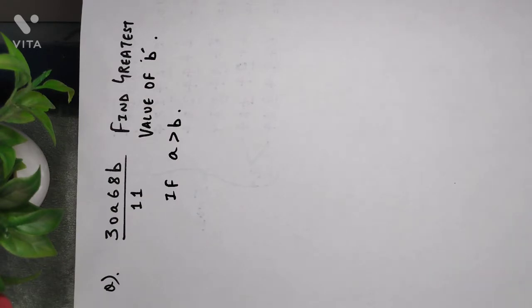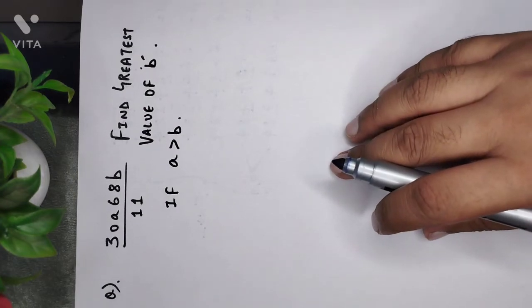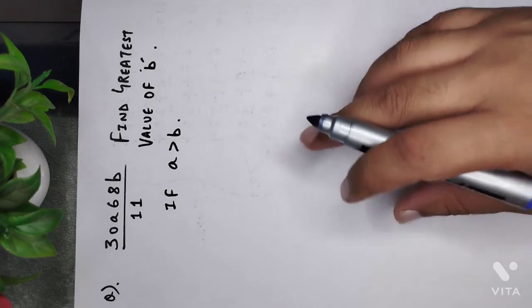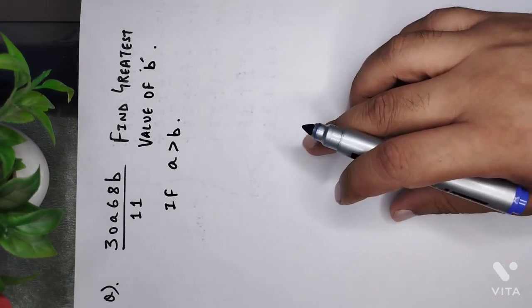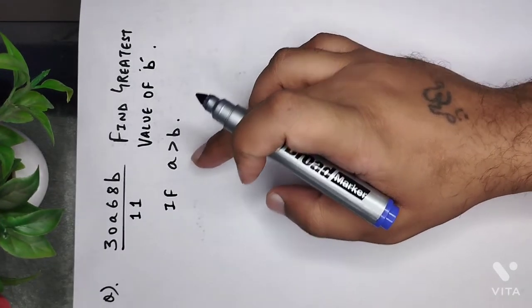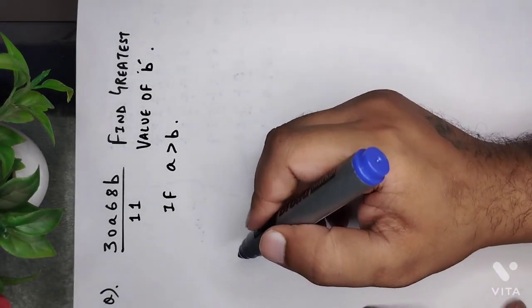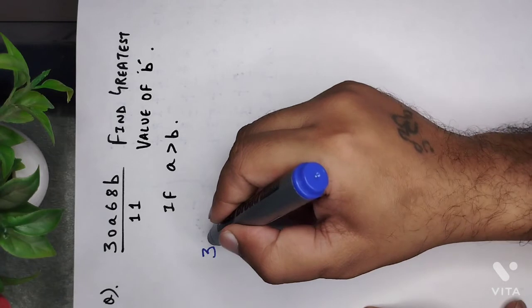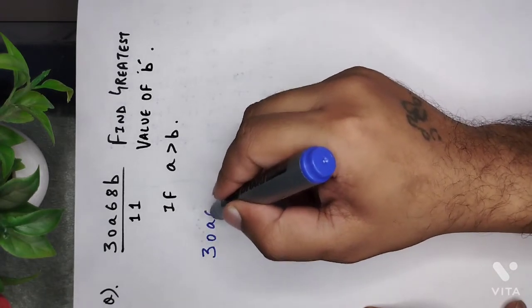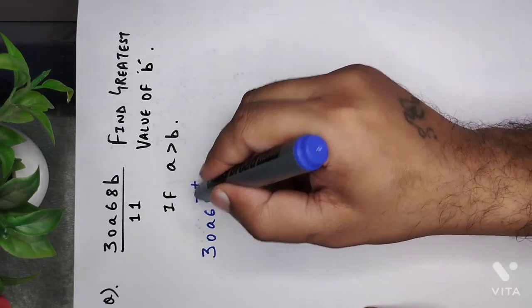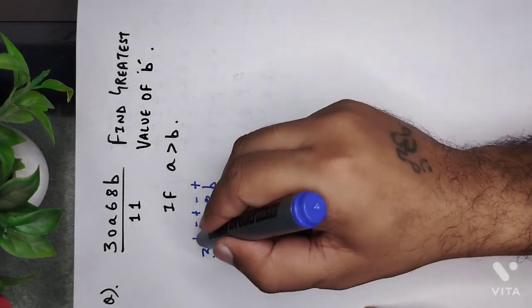Now let us try to solve this question. The question is 30A68B is divisible by 11, we have to find the greatest value of b, and the condition is also given to us that a is greater than b. Now, how can we solve this question? Again, we can just simply apply positive and negative signs here.